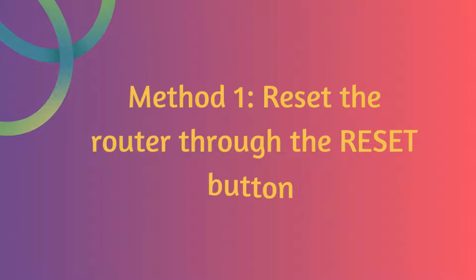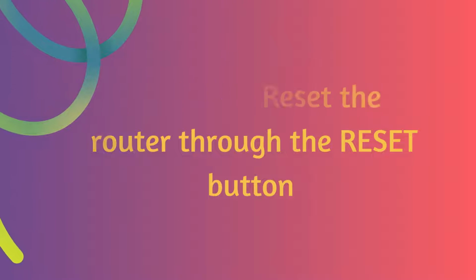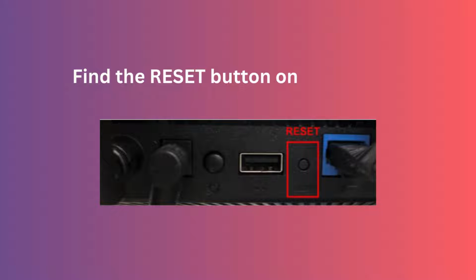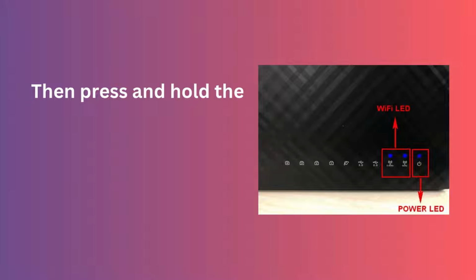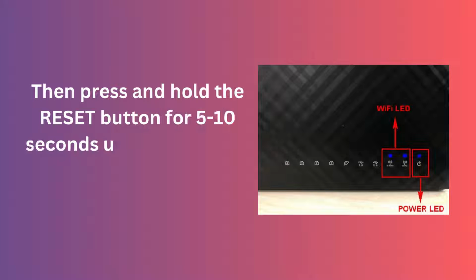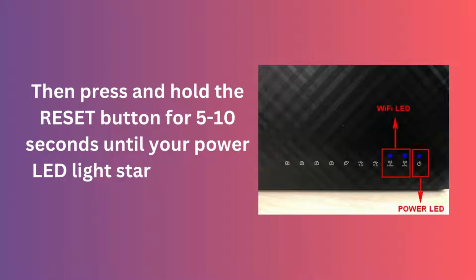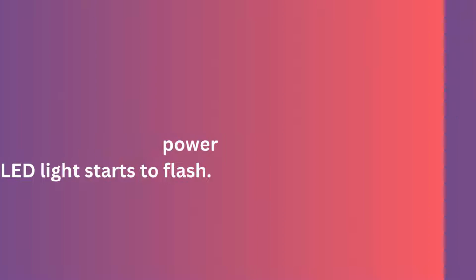Method 1. Reset the router through the reset button. Find the reset button on your router. Then press and hold the reset button for 5 to 10 seconds until your power LED light starts to flash.